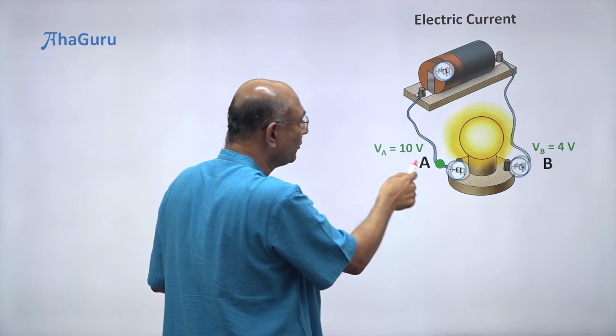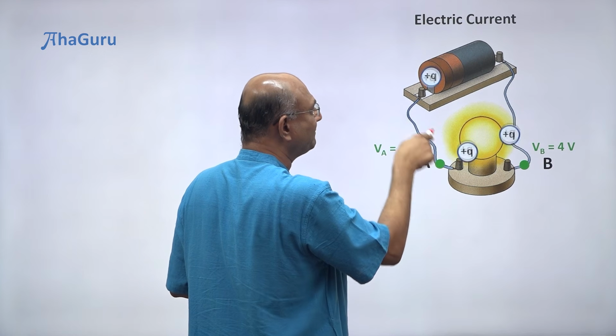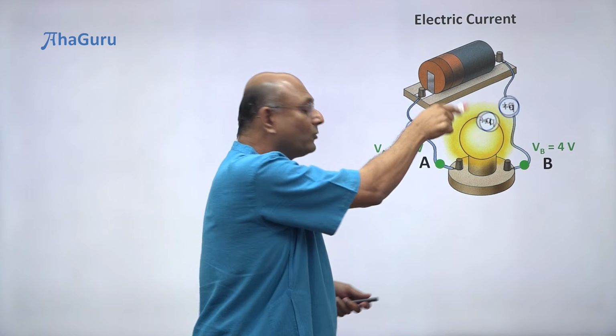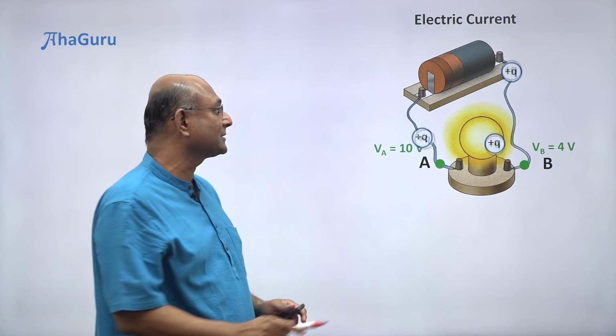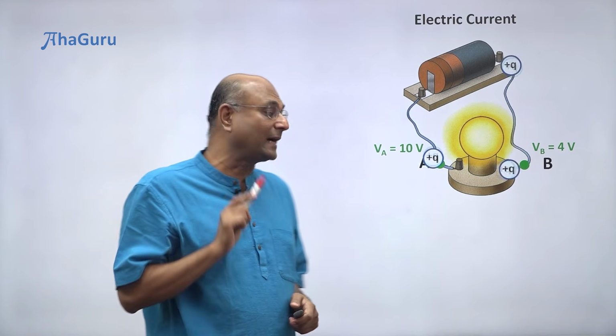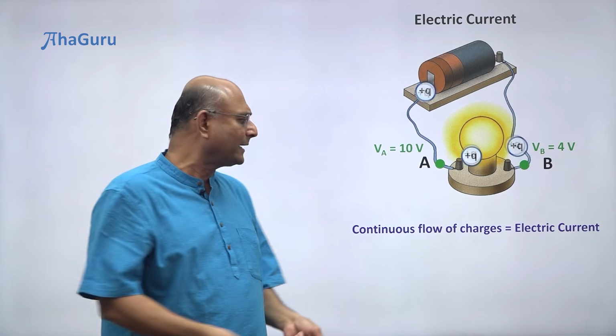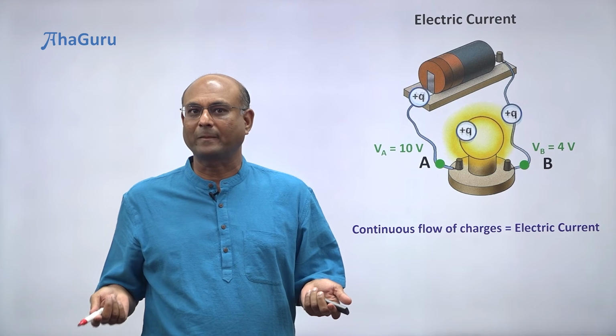So charge Q is going through, notice it's going through the bulb, transferring energy, going back into the battery, getting some energy from the battery, again going through the bulb. So this is a continuous process. So when charges move like this continuously, then we say that we have an electric current. So what is electric current? Continuous flow of charges, right?